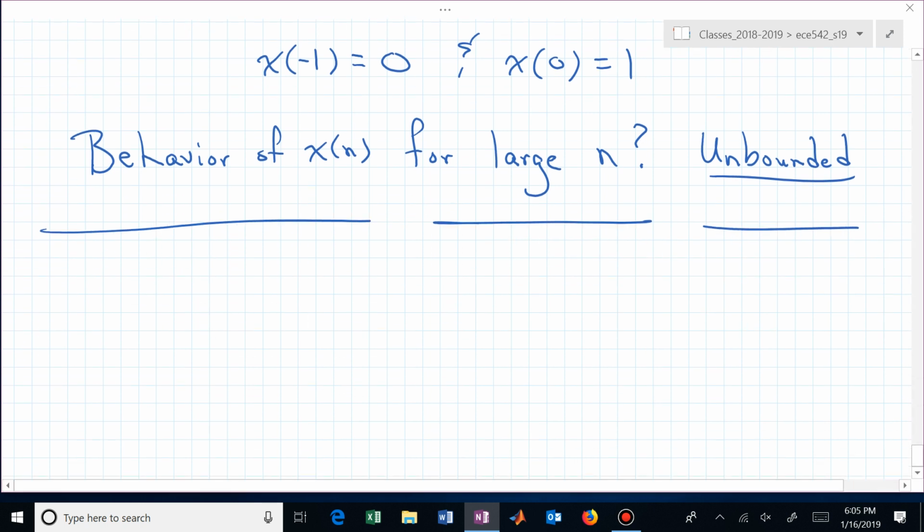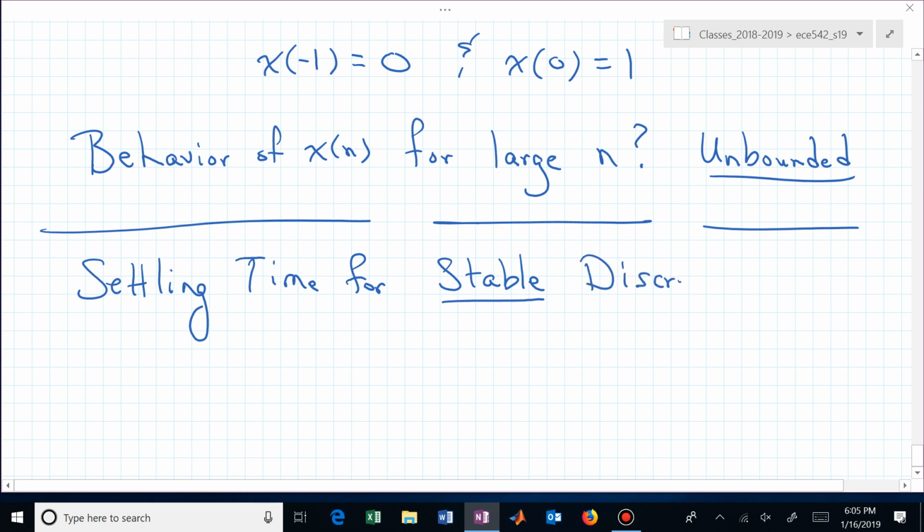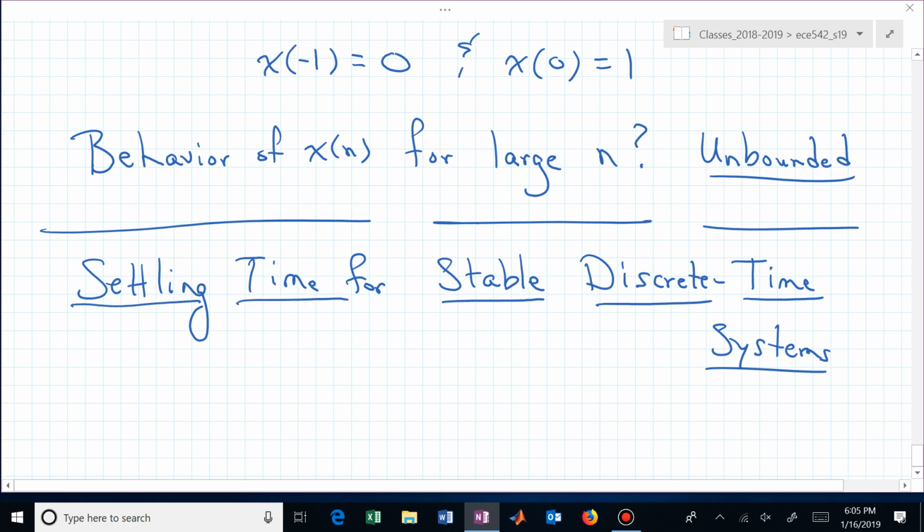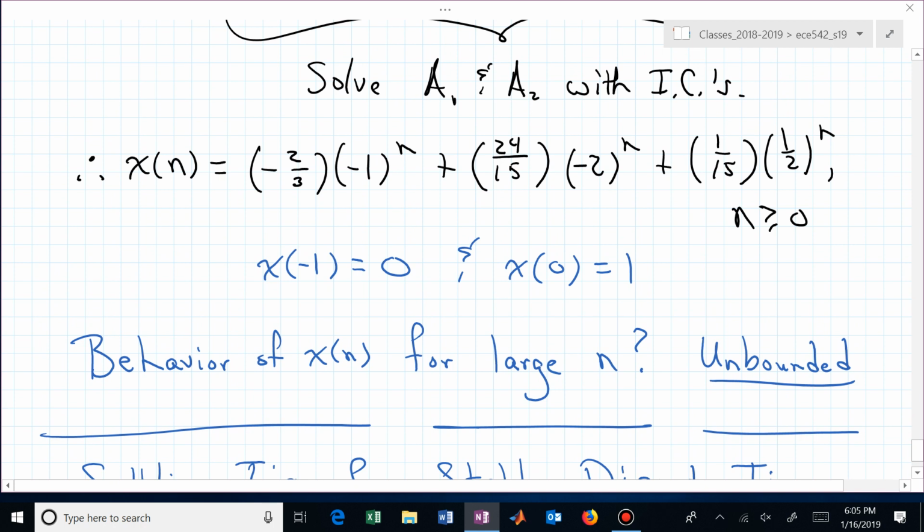Let's look now at the next goal on our list, and that is to look at settling time for stable discrete time systems. With that setup, what's the settling time for x of n that we just finished? When does it settle? What value of n will be within 1% of where we started?